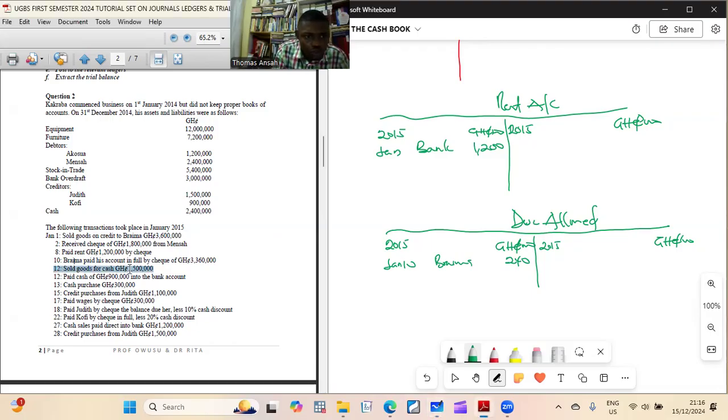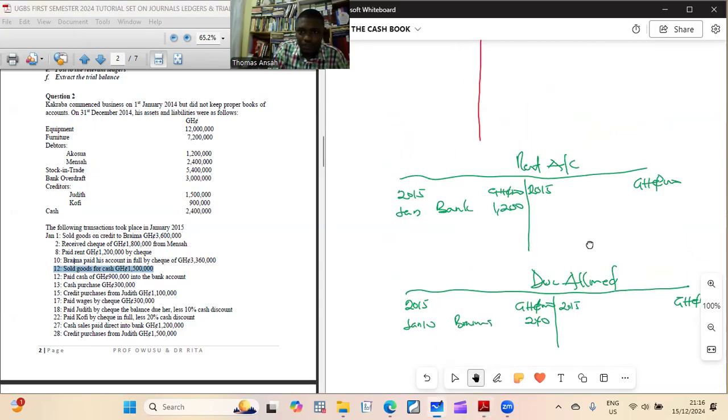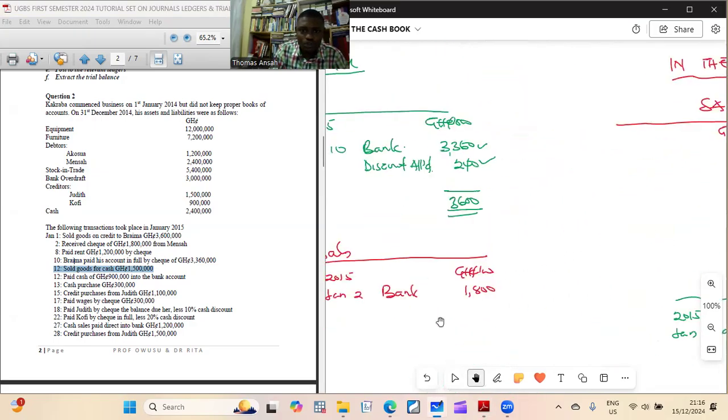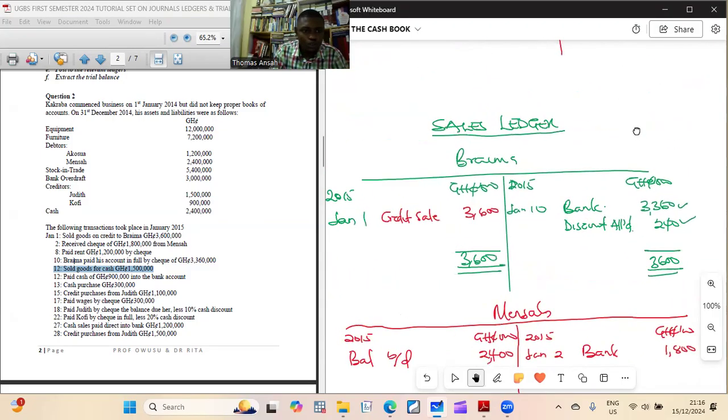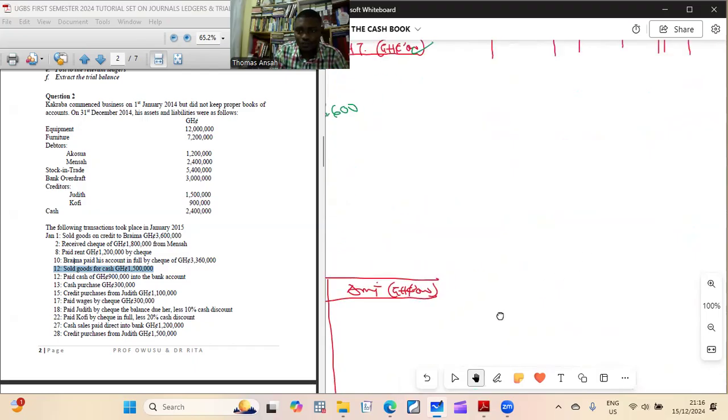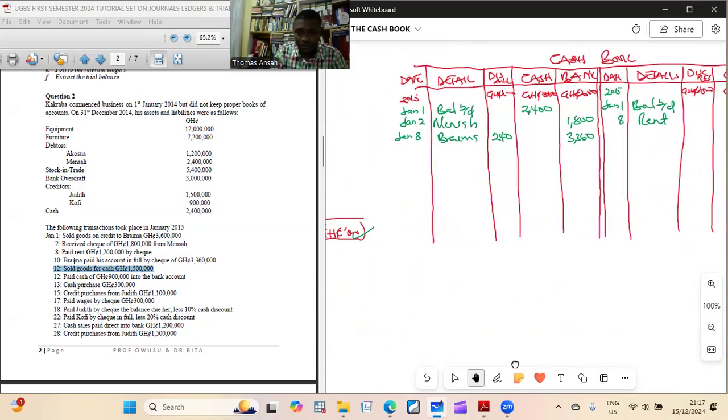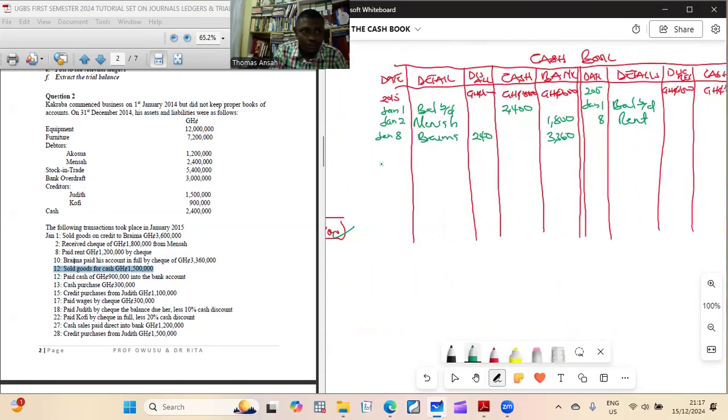Now, sold goods for cash. This is cash sales. It doesn't go to the day books, right? So where will it go? You sold goods for cash. Where will it go? Cash book, right? So you are receiving 1,005 and it is cash sales, right? So which date is that? January 12, cash sales. Okay, so sales. How much is that? 1,005. It is a cash sale.